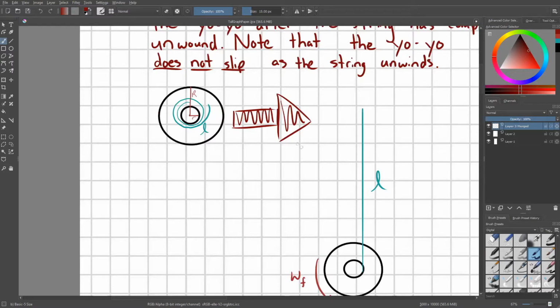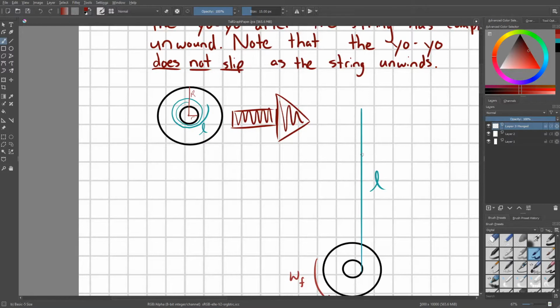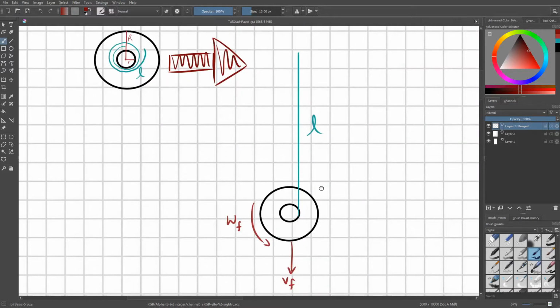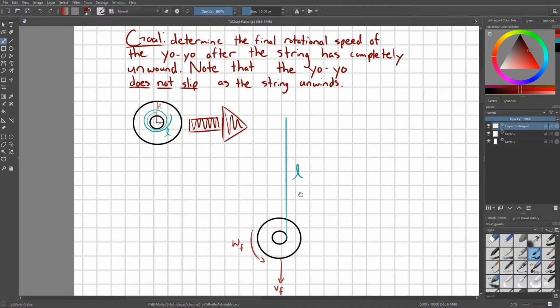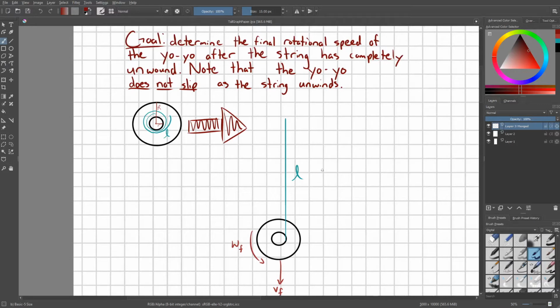Now, we're going to go ahead and hold the string, and we're going to drop the yo-yo. Naturally, at the end of this drop, the yo-yo is going to be spinning with some speed, omega final, and it's going to be falling with some speed, v final. The goal of the problem is to determine the final rotational speed of the yo-yo after the string has completely unwound. Note that the yo-yo does not slip as the string unwinds.